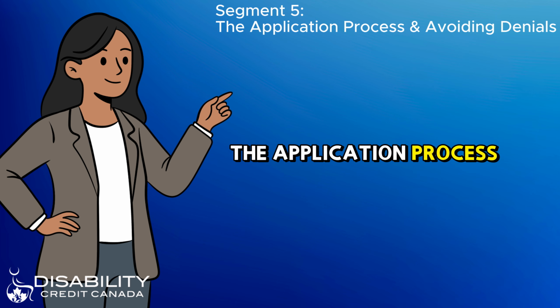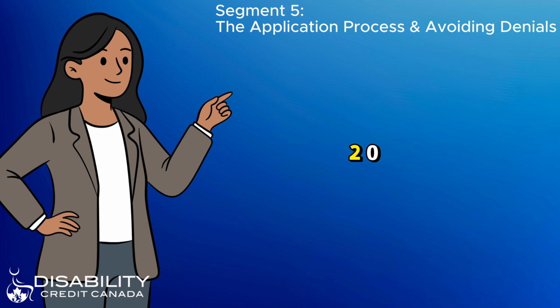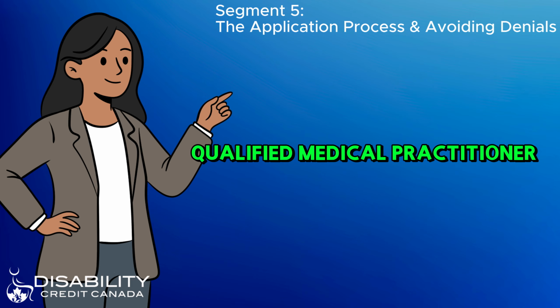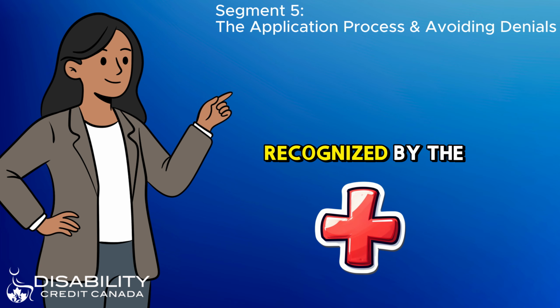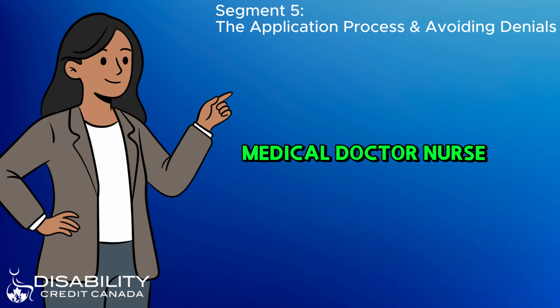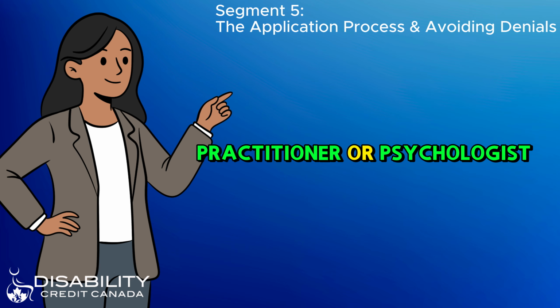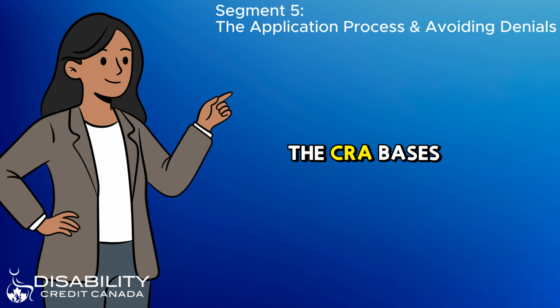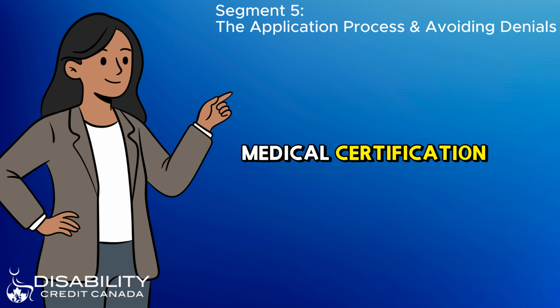The application process begins with Form T-2201, the Disability Tax Credit Certificate. Part A is completed by you, the parent or guardian. Part B must be completed and certified by an authorized, qualified medical practitioner recognized by the CRA, such as a medical doctor, nurse practitioner, or psychologist. The CRA bases its decision primarily on the quality, clarity, and specific detail of this medical certification.